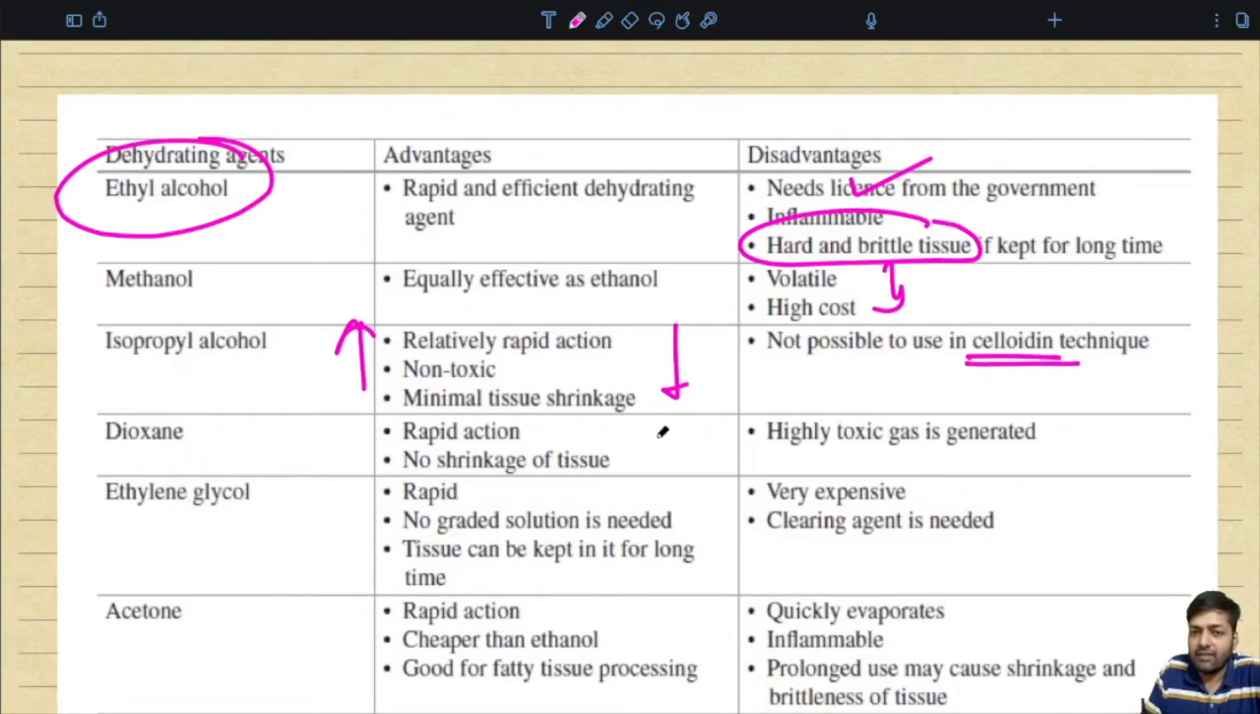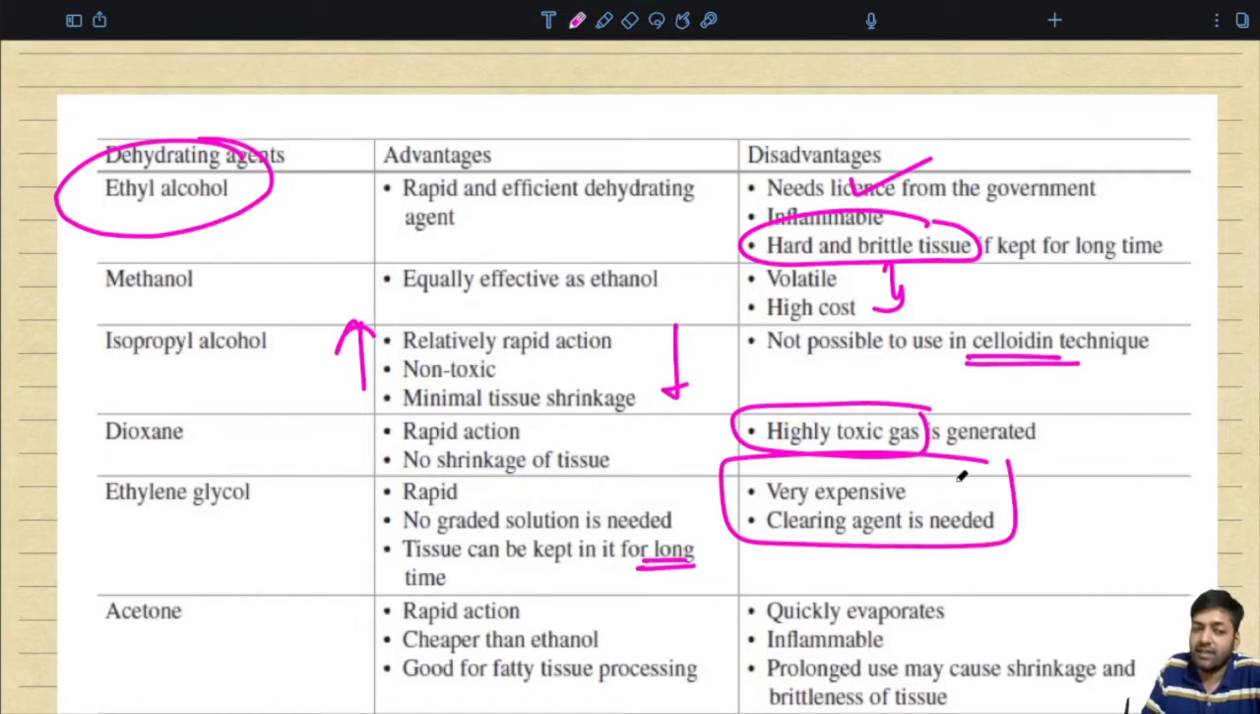Dioxane again is as good as isopropyl alcohol, with rapid action and no shrinkage of the tissue. It is also miscible in both water and paraffin wax, but again it creates highly toxic gas and you should have proper ventilation. Ethylene glycol again is rapid, no graded solution is required and tissue can be kept for a long period of time, but it is very expensive and a clearing agent is needed. Acetone again has a rapid action, is cheaper than ethanol, and is good for fatty tissue processing. The downside of acetone is it evaporates quickly, it is inflammable and prolonged use may cause shrinkage and brittleness of the tissue.